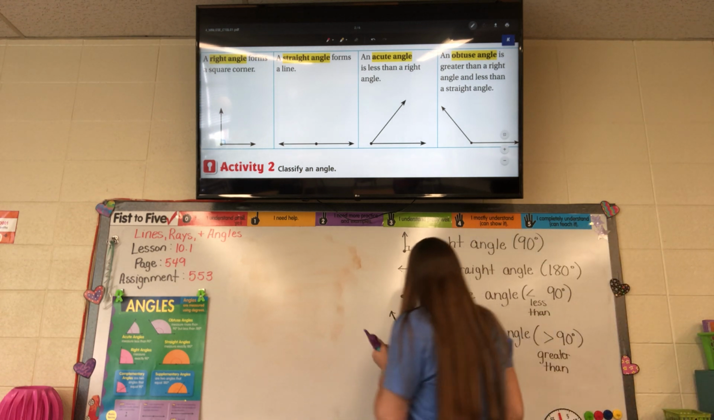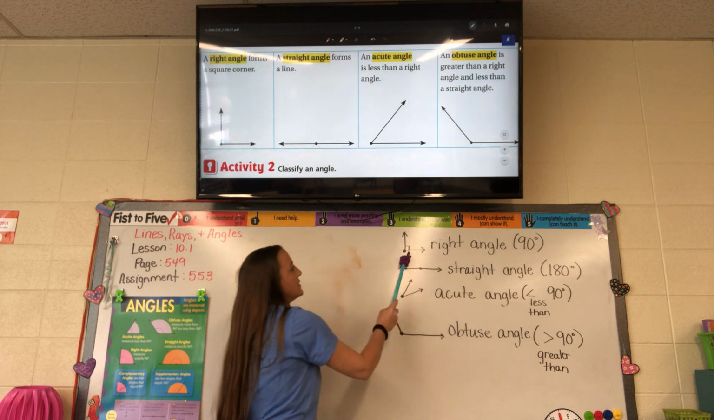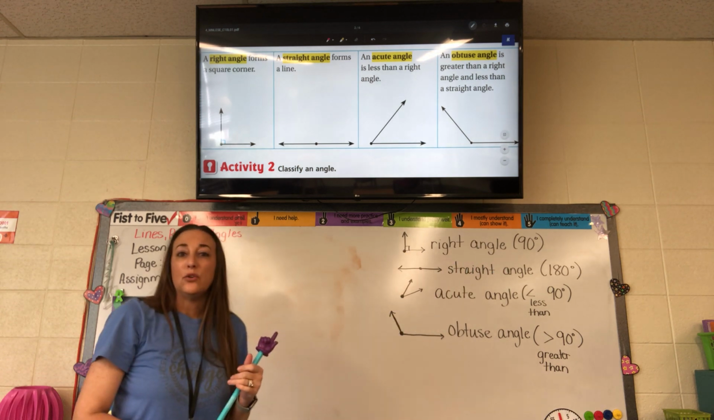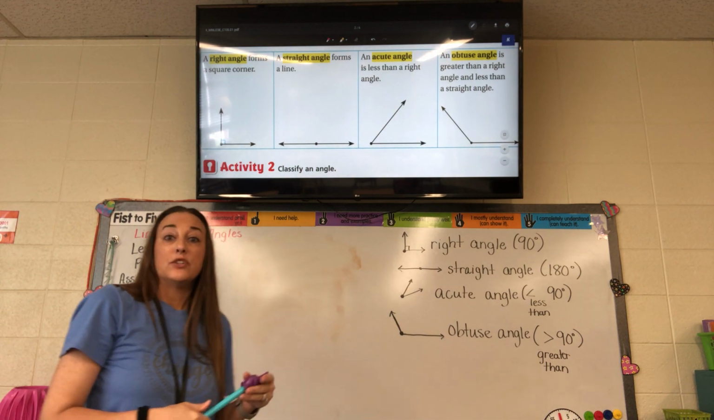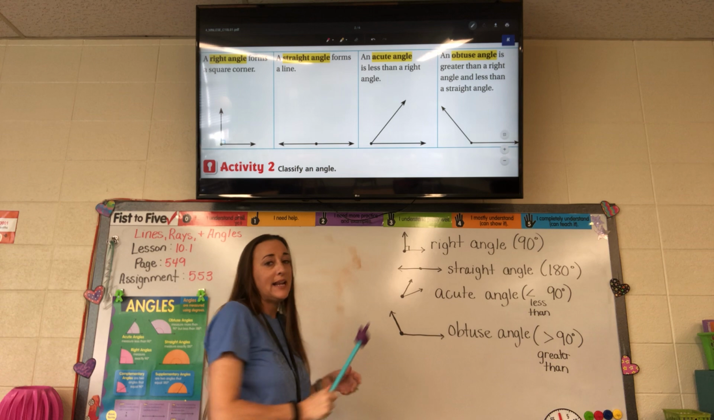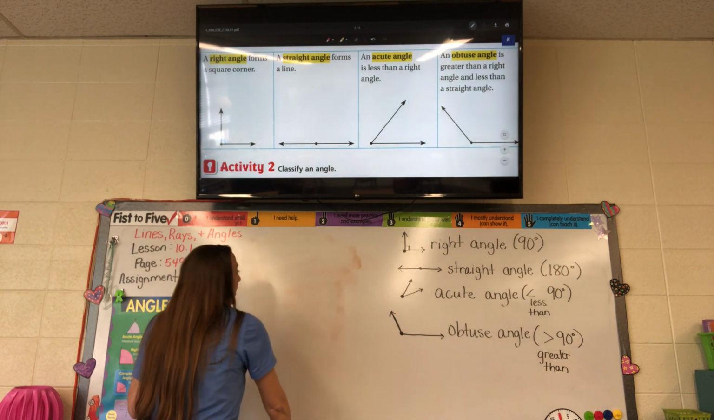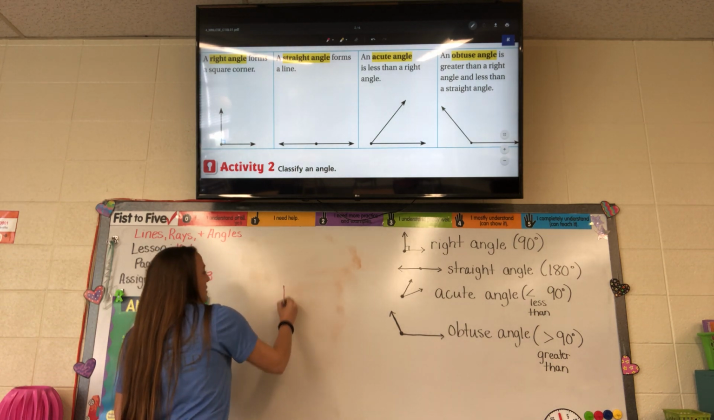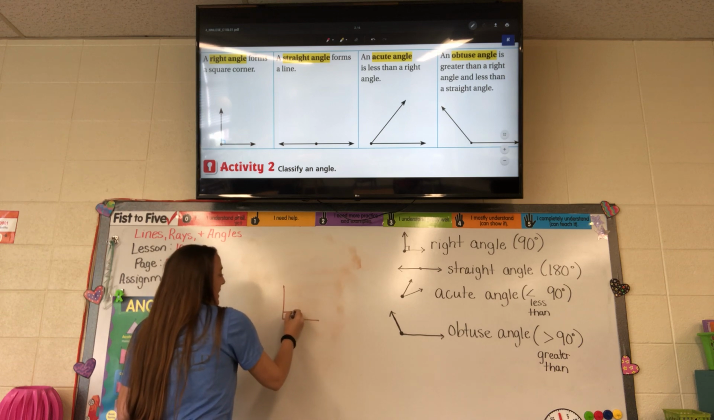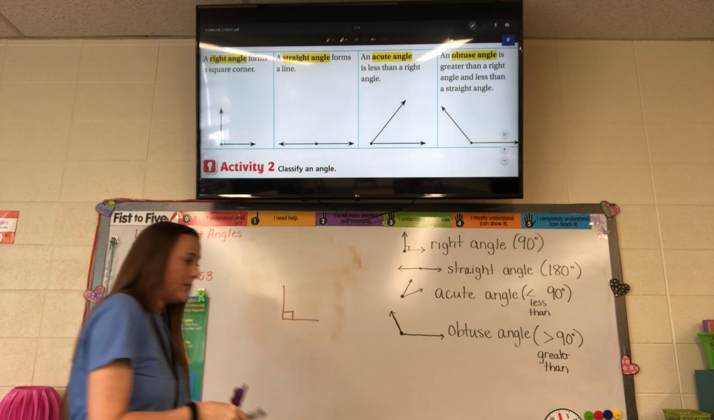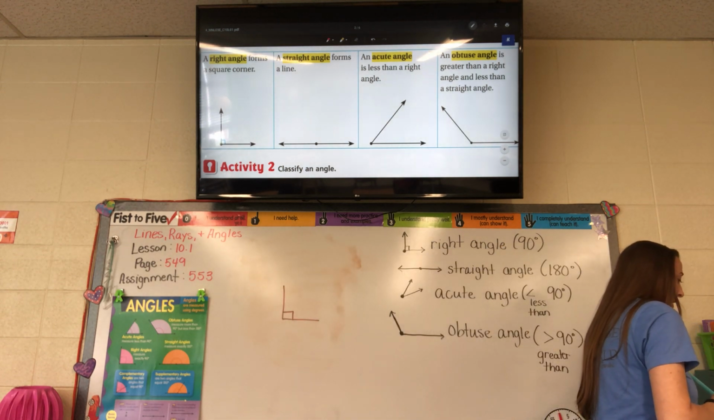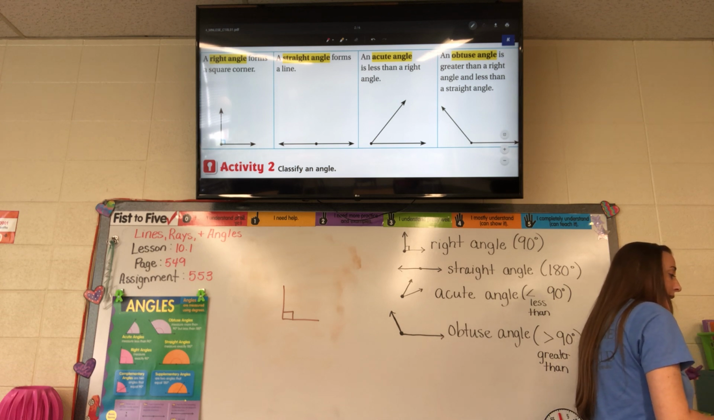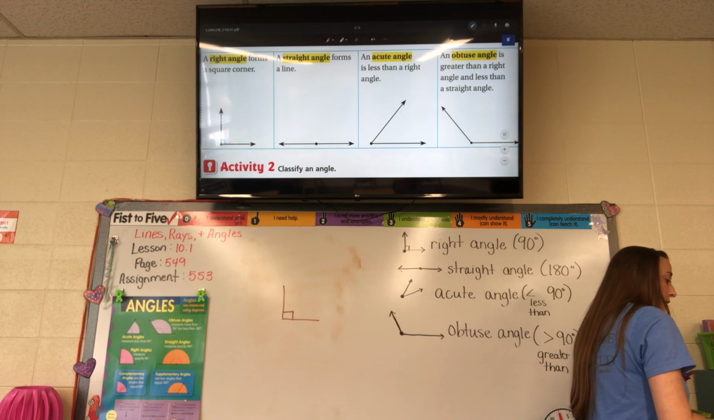A lot of times in 90-degree angles, they will put a little square in that corner, at the vertex, to indicate that it is a 90-degree angle. Sometimes we don't have tools to measure, but we want to show that it's a 90-degree angle, so we can just put a box in the corner. A straight angle forms a line. An acute angle is less than a right angle, and an obtuse angle is greater than a right angle.